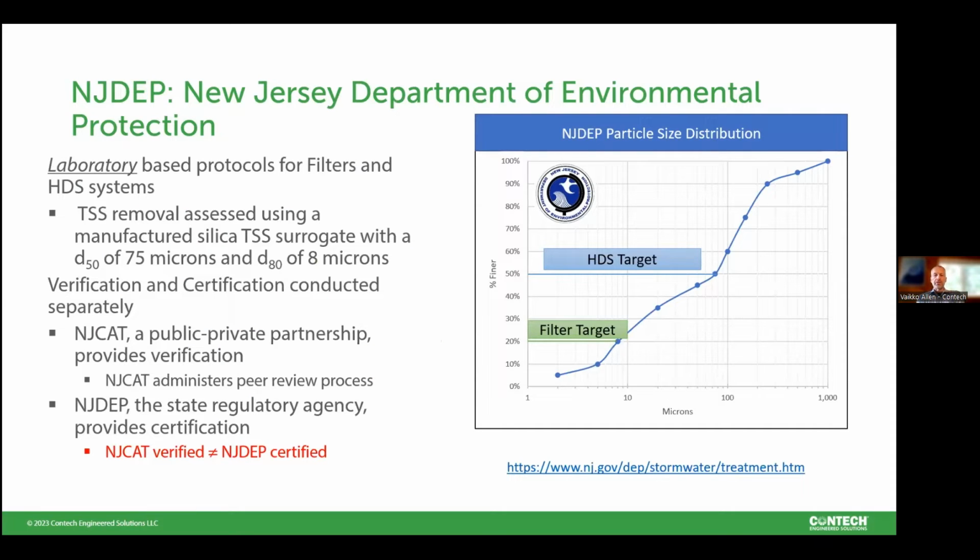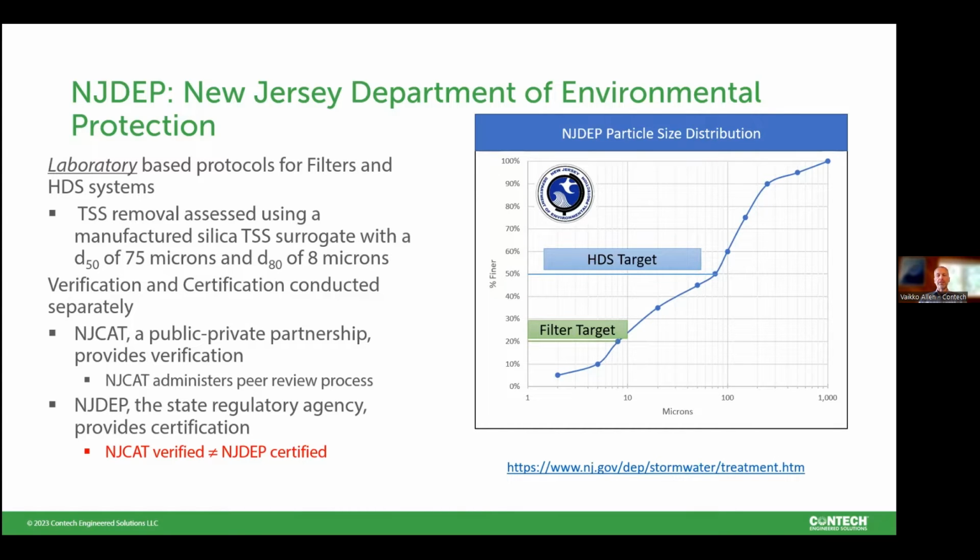So let's dive into New Jersey for just a second. Maybe we have some New Jersey people on the call. This is a laboratory-based protocol that's really designed to produce very repeatable, very high precision data using a manufactured silica product. So this is a sediment surrogate, really, that's made of silica, the primary component in sand and glass, that is all these little beads that are from about 1 or 2 microns all the way up to about 1,000 microns. So you can see from the chart here that the average particle diameter is about 75 microns.